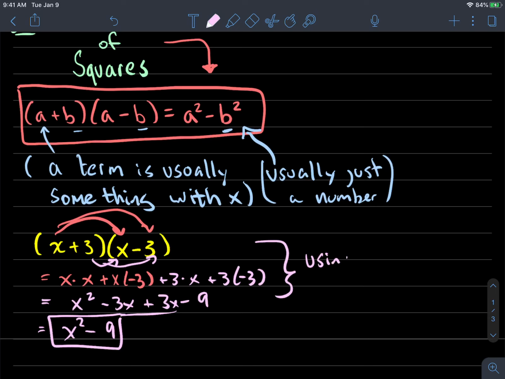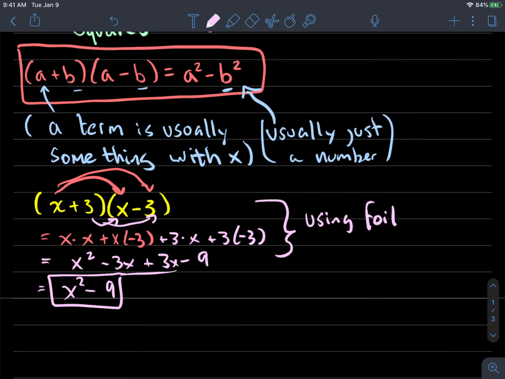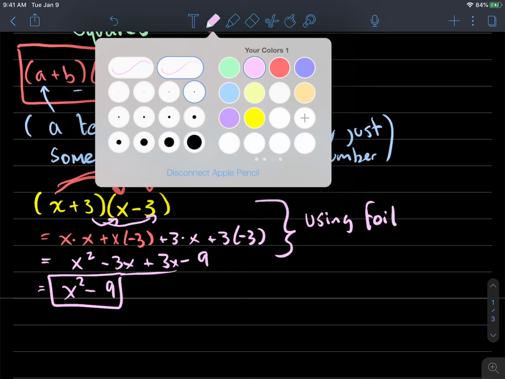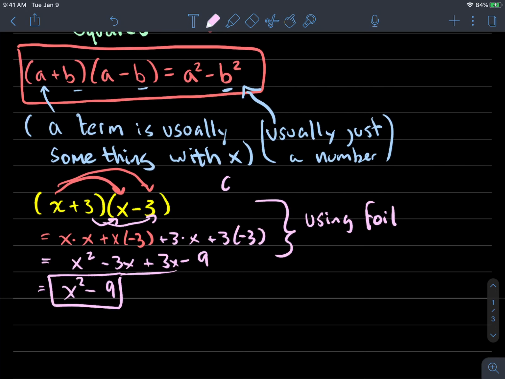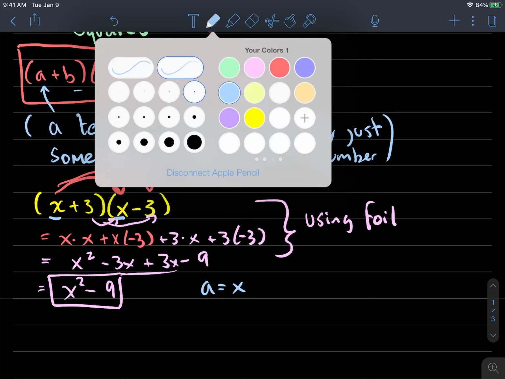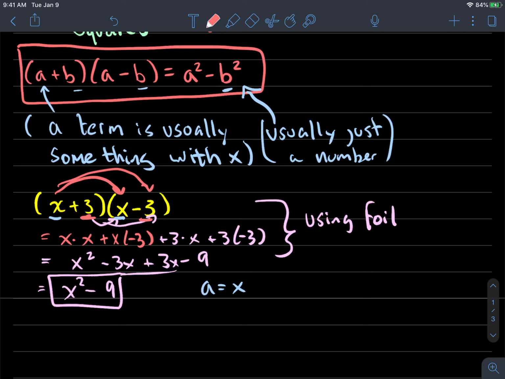Using FOIL. However, if you look at this, if we list down what our A is here, A is going to be our X, so A equals X, and here 3 is equal to B.